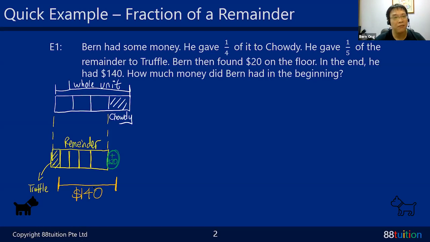Can you see? Very simple question. You have seen this so many times already. Just to let you know, I call this what? The white color portion, I call it level 1. Level 1 is 1 whole unit. Then I cut it into 4 smaller units.